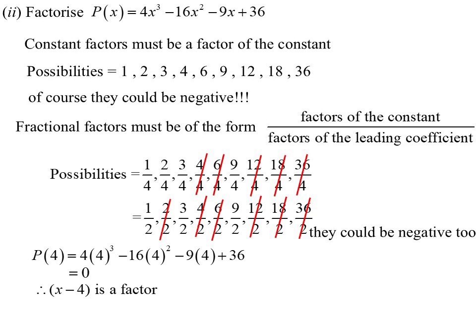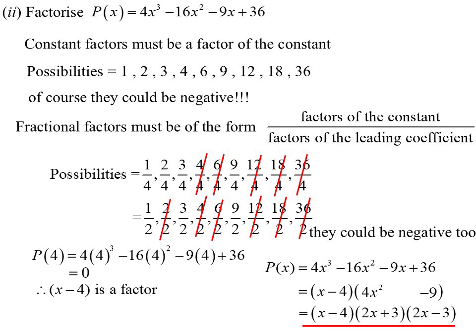I know x minus 4 is a factor, so what is the other factor? The leading term times the leading term will give me the leading term. So x times 4x squared will give me 4x cubed. The constant times the constant will give me the constant. So minus 4 times minus 9 will give me 36. What is the middle term? If I was to expand that out, how many x's would I have? Minus 9x. How many do I want? Minus 9x. Looks like we've got it then. There is no middle term for this particular one. And of course that second factor, difference of 2 squares, we get 2x plus 3, 2x minus 3.